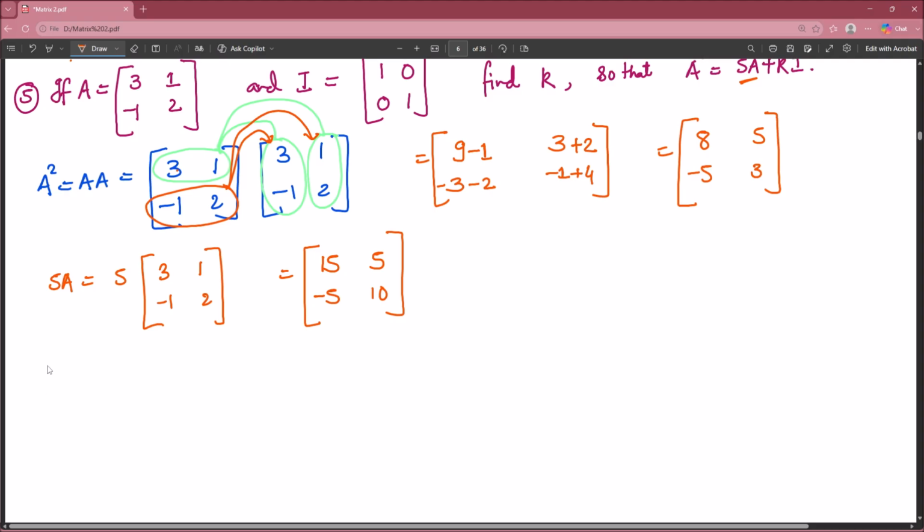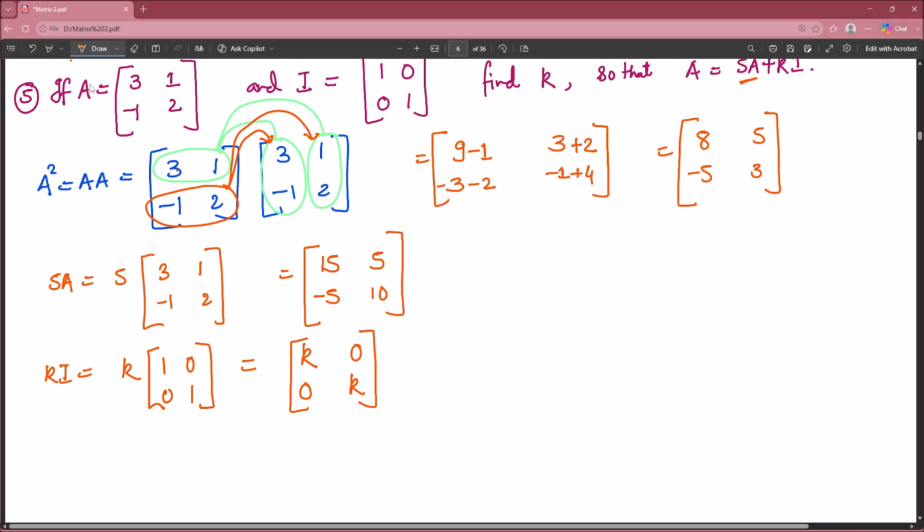Next is k into I. So k times, and the value of I is 1, 0, 0, 1. Again, k is multiplied by all the elements, that is k into 1 is equal to k, k into 0 is equal to 0, k into 0 is equal to 0, and k into 1 is equal to k.